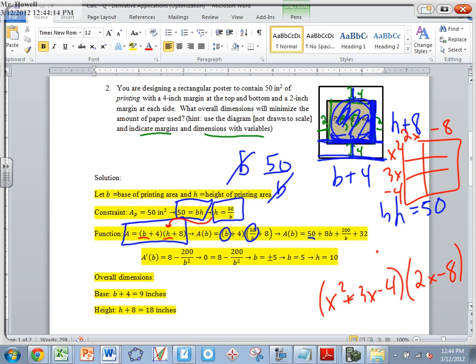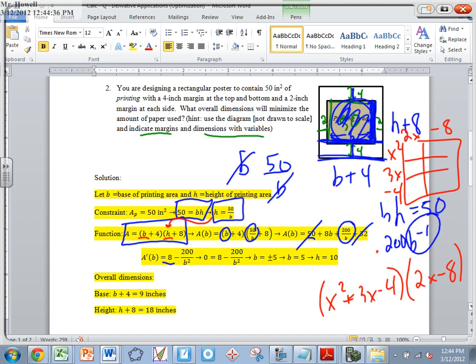So the derivative of this just goes away. You don't have to worry about it. So the derivative of this is 0. The derivative of that is 0. What's the derivative of 8b? It's just 8. The derivative of 200 over b, again, think of it as 200 times b to the negative 1, and then take its derivative. Negative 1 in the front times 200 times b to the negative 2. This becomes b to the negative 2.